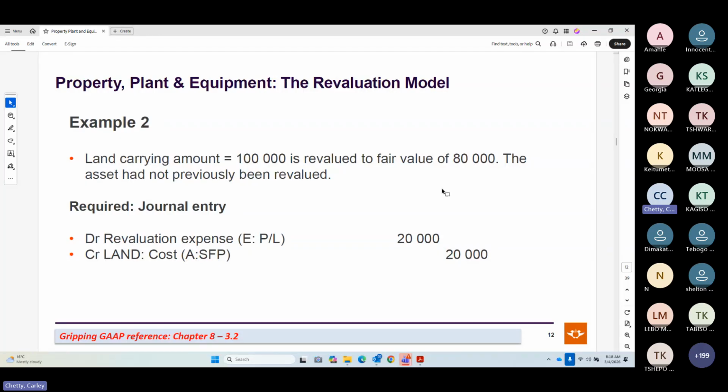So we are reducing the value of the land from the carrying amount of 100,000 to the fair value of 80,000. So we're debiting revaluation expense, which is an expense in the statement of profit and loss, with 20,000, and we're crediting land with 20,000. So in this scenario, the revaluation results in a decrease to the carrying amount of land to the fair value. But because there was no amount in the revaluation surplus account, we are debiting revaluation expense.